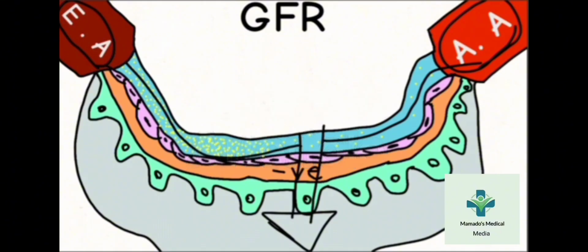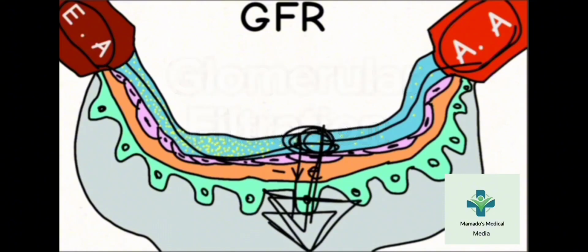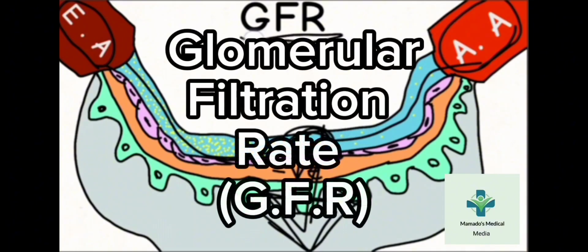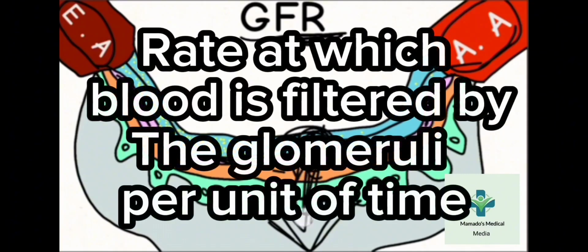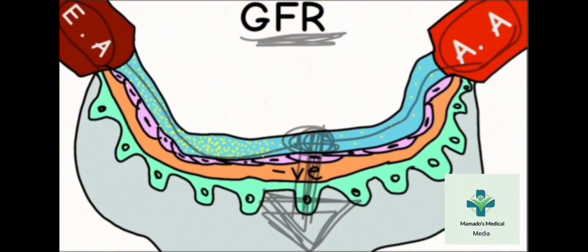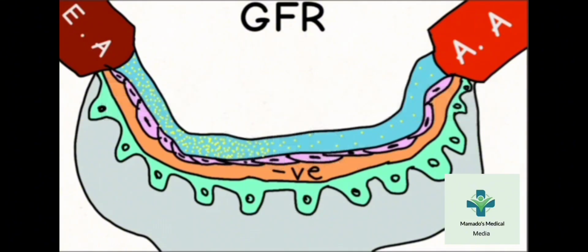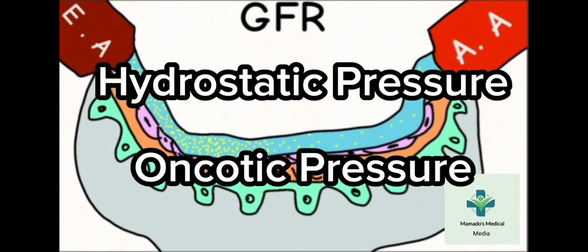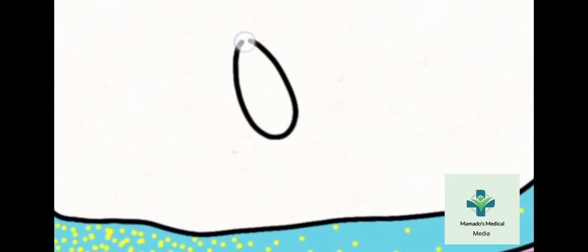This whole process of moving water and small solutes from the glomerular capillaries into the Bowman's capsule is what we call filtration. And the glomerular filtration rate is how fast this filtration is happening per minute. Now there are several factors that affect filtration, but the most important ones are the hydrostatic pressure and the oncotic pressure. Let's break these down.